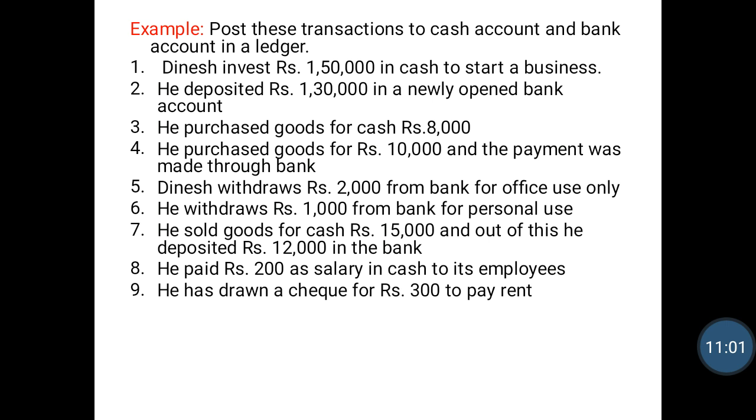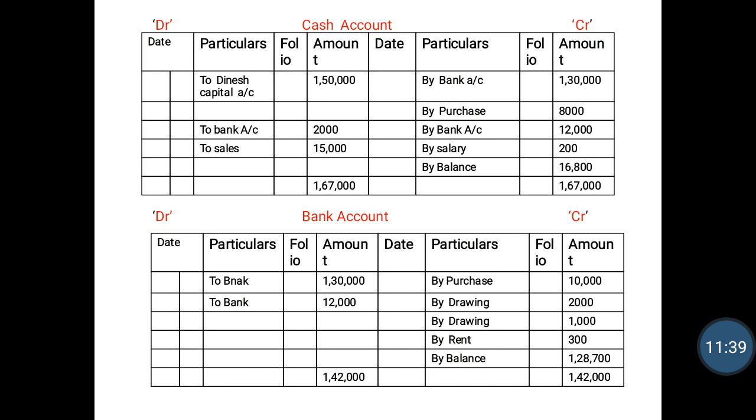So here is an example: post these transactions to the cash account and bank account in a ledger. These are different transactions, and these transactions are related with the cash account and the bank account. So prepare the cash account and bank account in the ledger. To solve this problem, first find out the cash account transactions and the bank account transactions. First go through all these transactions and identify the particular type of transaction. After that, prepare the cash account and the bank account in this way.